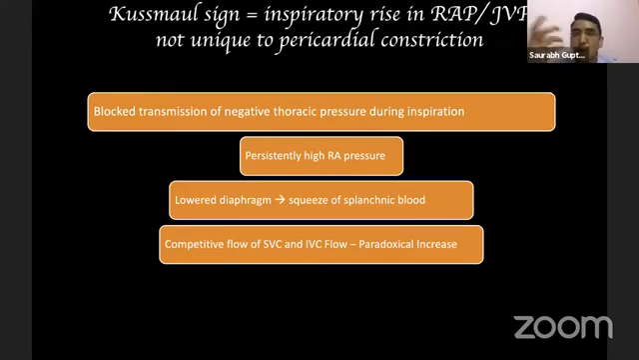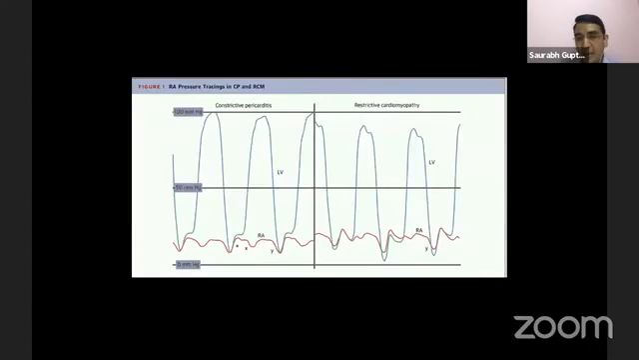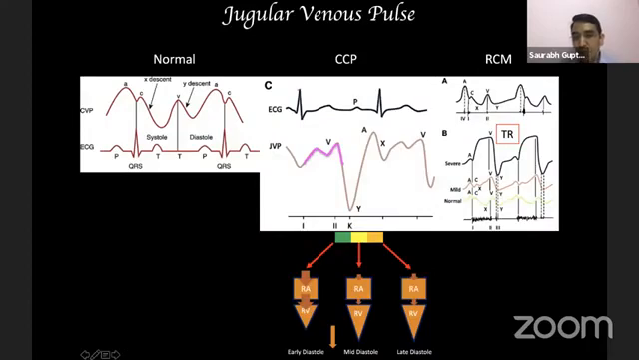Now, there's something called Kussmaul sign we keep discussing. Inspiratory rise in right atrial pressure or inability to fall in right atrial pressure. This is not unique to pericardial constriction. If you go back and see this trace, you will realize the patient is having an inspiratory increase in this flow, but the right ventricle has limited capability to accept that flow because the pericardium is there to stop that. What happens? The flow increases or the JVP increases during inspiration, and that is what is Kussmaul sign.